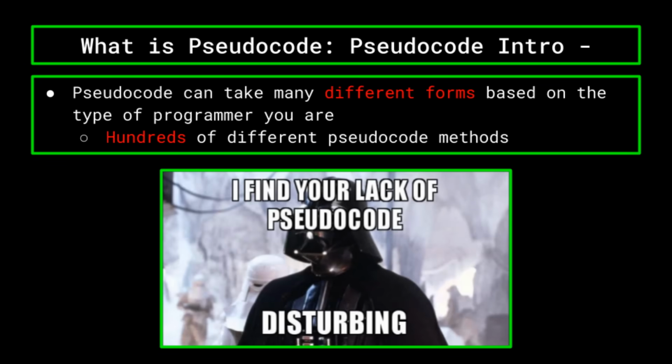You see, the best part about pseudocode is that it can take the form of many different things for many different people. Each computer scientist has their own methodology for planning out their code, and there are probably hundreds of different methods of writing pseudocode out there today. Today, however, I'd like to focus on 3 popular ones that I think you might find to be extremely useful.